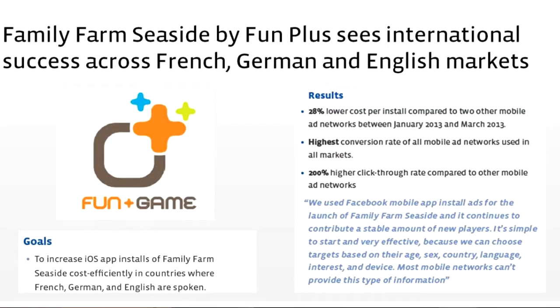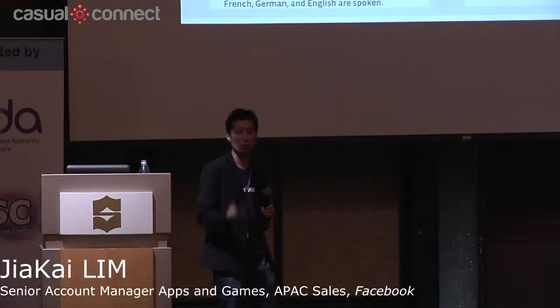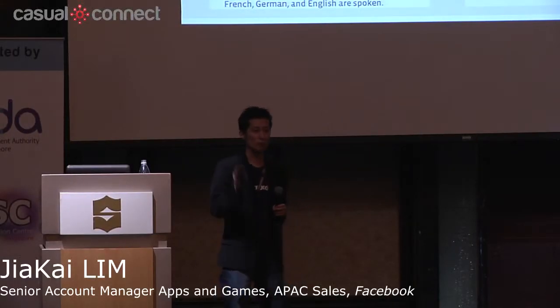Now, you have seen quite a lot of diagrams and screenshots I used for this game called Family Farm Seaside. Family Farm Seaside is a mobile iOS game developed by the company called Fun Plus. Fun Plus is seeing a lot of success on the 4 objectives. So Facebook created an official case study with Fun Plus based on the results they are seeing. 28% lower CPI, the highest conversion rate among the other mobile ad networks. And they also see 200% higher CTR compared to other mobile networks. So I can be quite sure to tell you that Fun Plus have achieved their objective and goal of increasing mobile app installs cost efficiently in their targeted market.